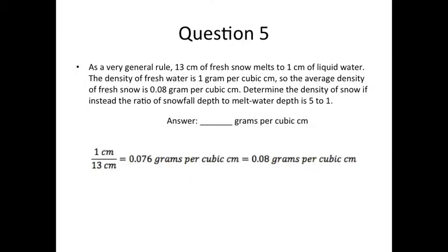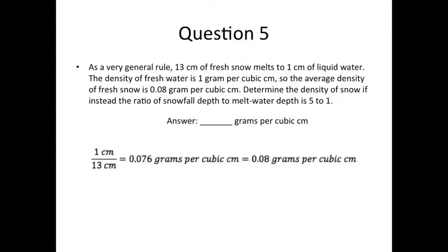For the last question, as a very general rule, 13 centimeters of fresh snow melts to 1 centimeter of liquid water. The density of fresh water is 1 gram per cubic centimeter, so the average density of fresh snow is 0.08 gram per cubic centimeter. Determine the density of snow if instead the ratio of snowfall depth to meltwater depth is 5 to 1.